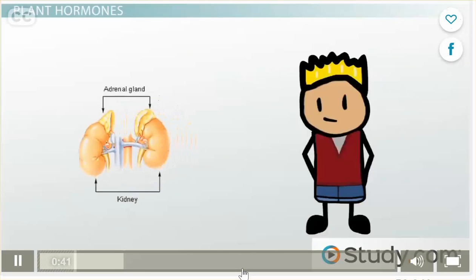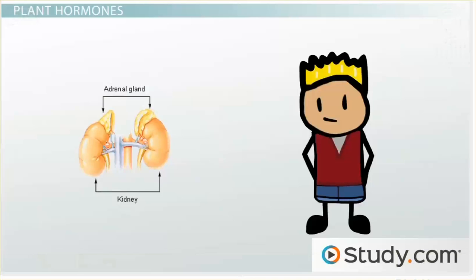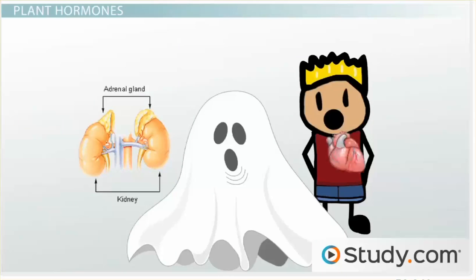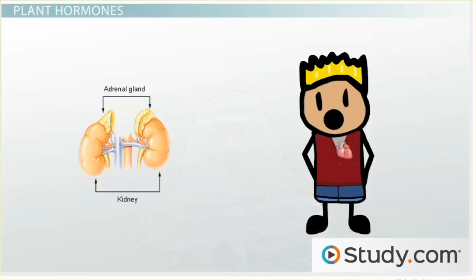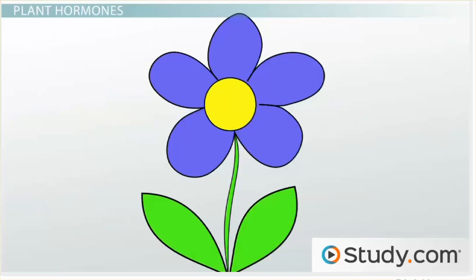Let's use the human hormone adrenaline to illustrate this. Our adrenal glands are located above our kidneys. They produce a hormone called adrenaline that, when needed, is transported through our bodies to cause an increase in heart rate, dilation of pupils, and other responses to make us more alert. Hormones in plants act in similar ways. They're produced by cells in one area of the plant, such as the leaves, stems, or root, and then transported to a different area of the plant in order to produce a response.